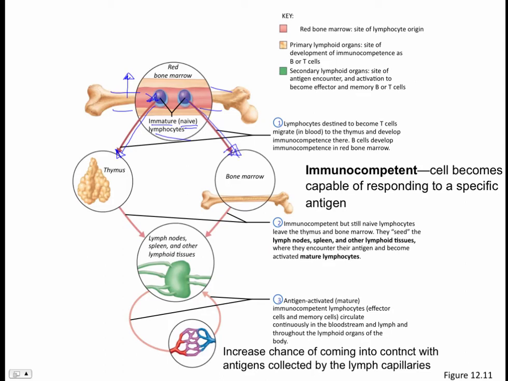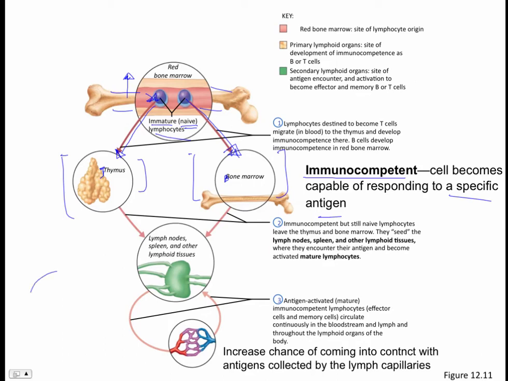Now here, it's a great way to remember it: T, thymus for T cells, B, bone marrow for those B cells. Both in this thymus and the bone marrow is where the cell gains immunocompetence, meaning that the cell is going to become capable of responding to a specific antigen.